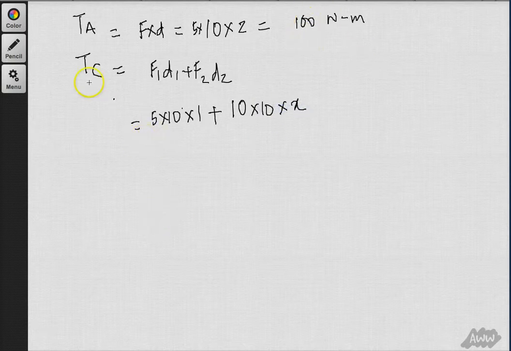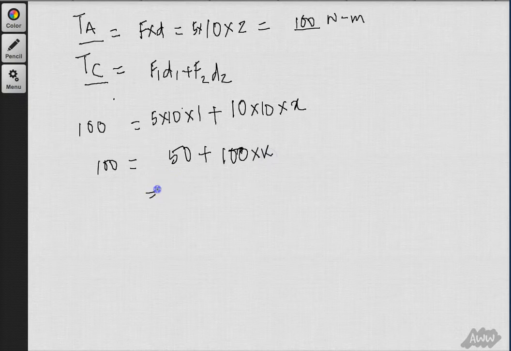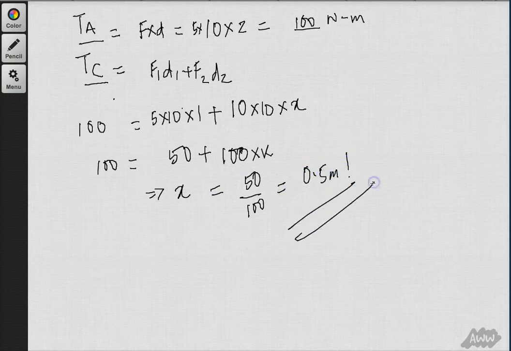Now for balance, turning moment anti-clockwise must equal turning moment clockwise, and turning moment anti-clockwise is 100, so I'll write this as 100 equals this. Let me simplify. 100 must equal 50 plus 100 times x, and if I solve for x, x is equal to 50 by 100, which is equal to 0.5 meters, which is exactly what I got by experiment, right?